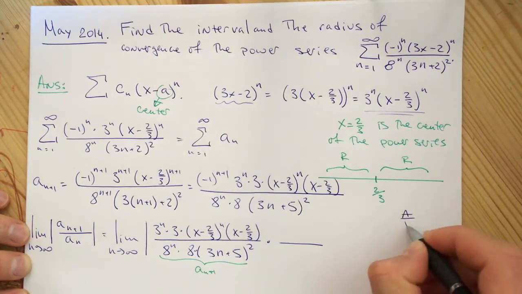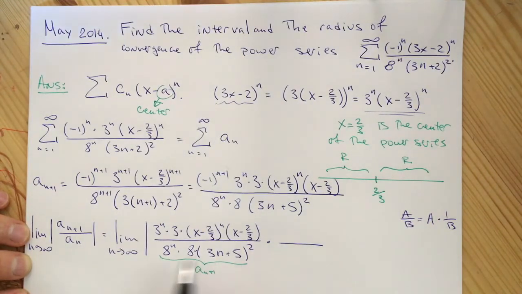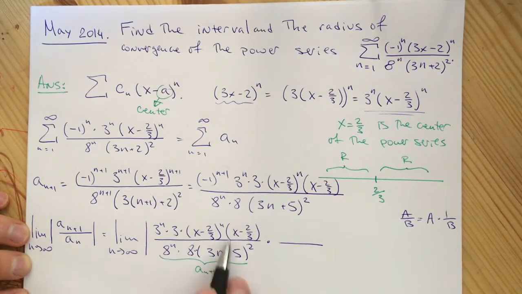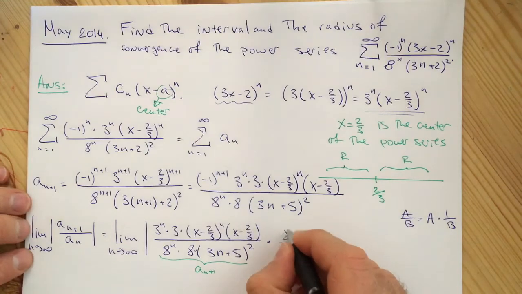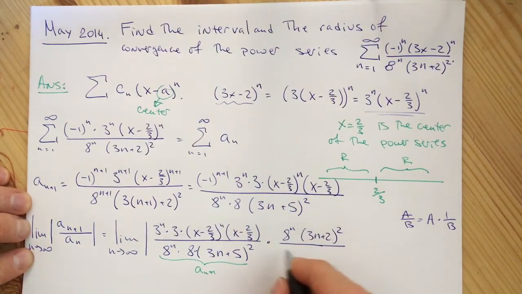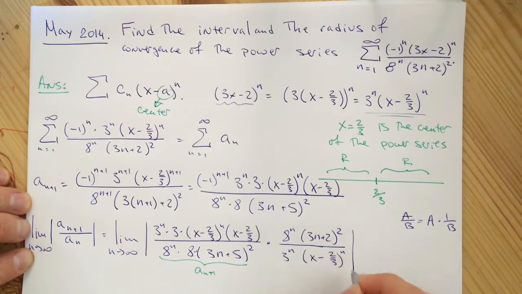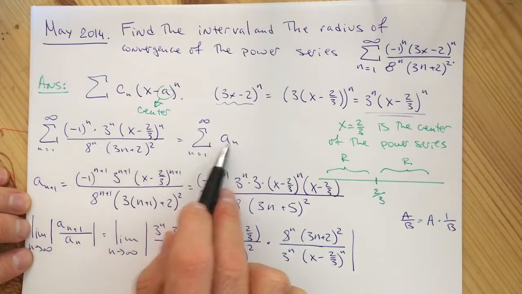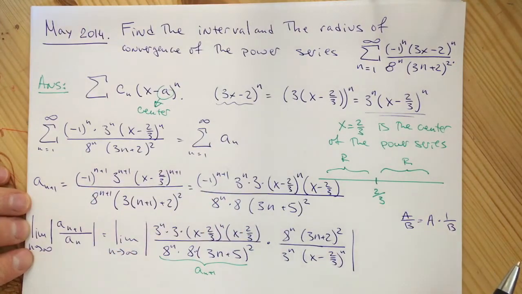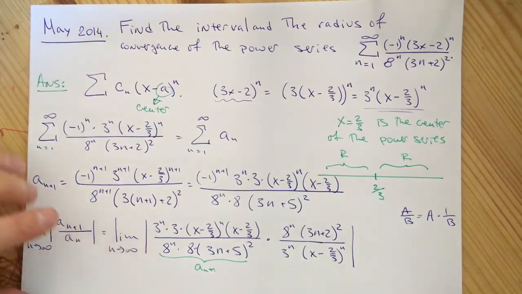If you have a over b, that's the same as a times 1 over b, so I'm going to write this as a product between a_(n+1) and 1 over a_n. 1 over a_n is just the reciprocal of a_n, which is 8 to the power of n times (3n plus 2) squared over 3 to the power of n times ((x minus 2) over 3) to the power of n. This is the expression for a_n, and of course I leave out the alternating part because that doesn't play any factor when I'm taking the absolute value.